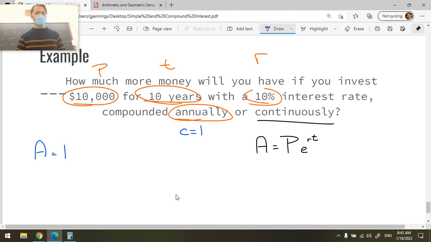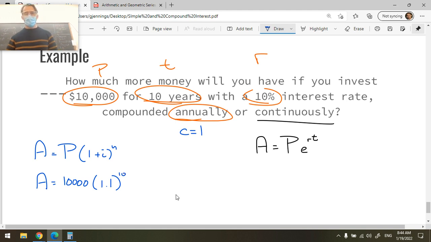A is equal to the principal multiplied by 1 plus the interest raised to the power n. But in this case, n is t because our c is 1. So we would take t, multiply it by 1, and that will give us 10. So let's sub in over here. The amount that we would have if we compound annually is going to be 10 grand multiplied by 1.1 because we're getting 10%. So this is 110% there. 1 plus 10%. Raised to the power 10. And that we can evaluate.